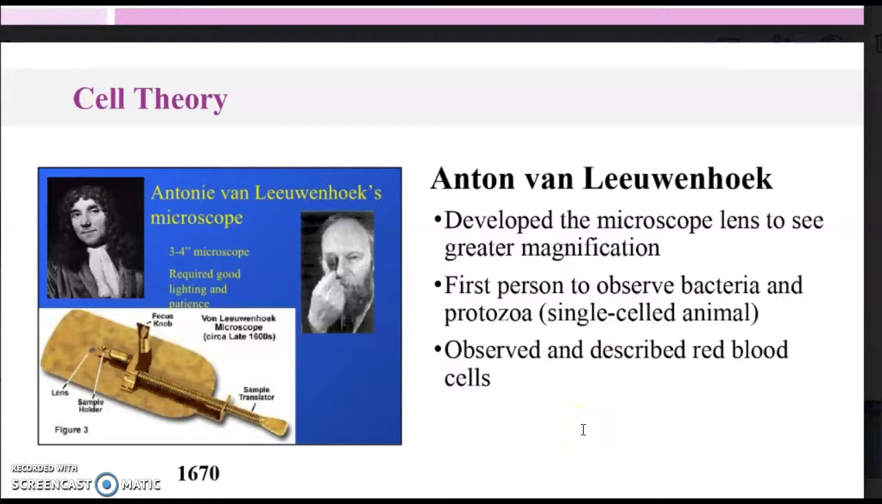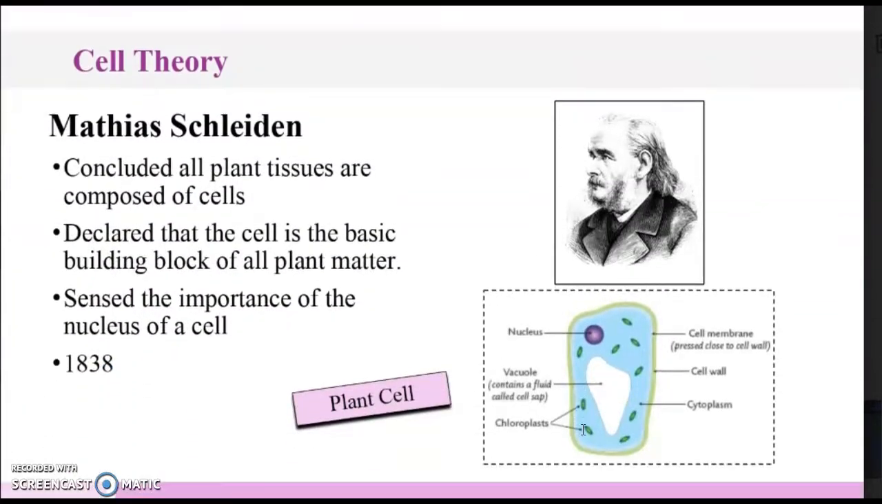This scientist, Leeuwenhoek, oh man, I probably didn't say that name right, but essentially looked at single-celled organisms, bacteria and protozoa, and observed red blood cells to really look at the differences between the two. And Schleiden looked at plant cells. Plant cells and animal cells are going to have a lot of similar organelles, but there's going to be some key differences in their structure that we'll highlight a little bit later in the unit.